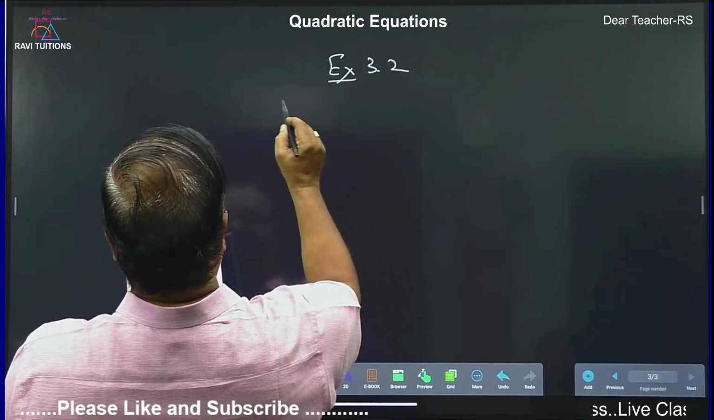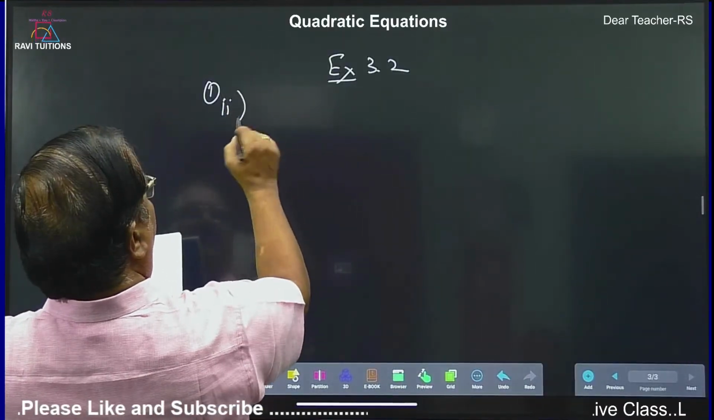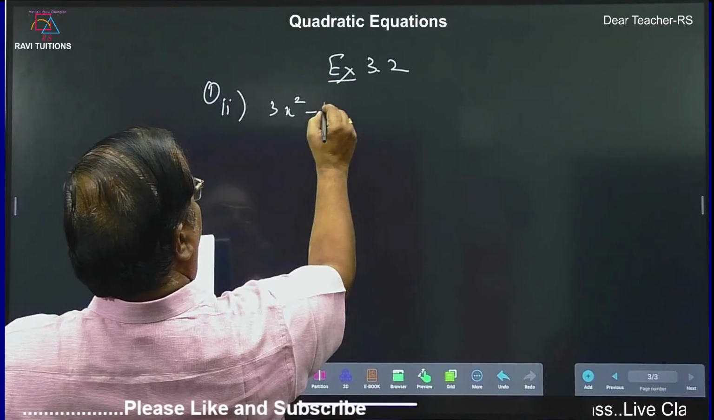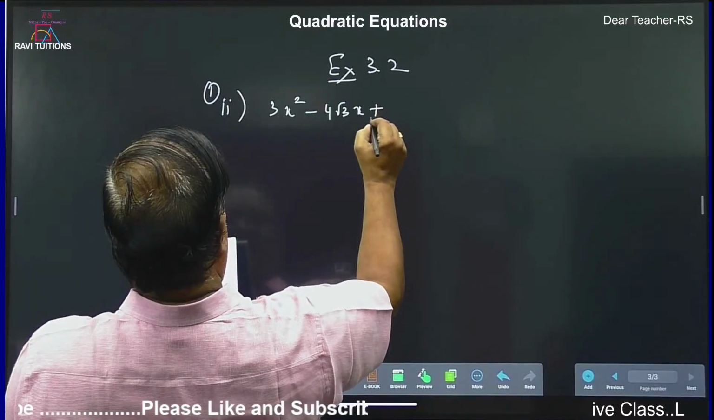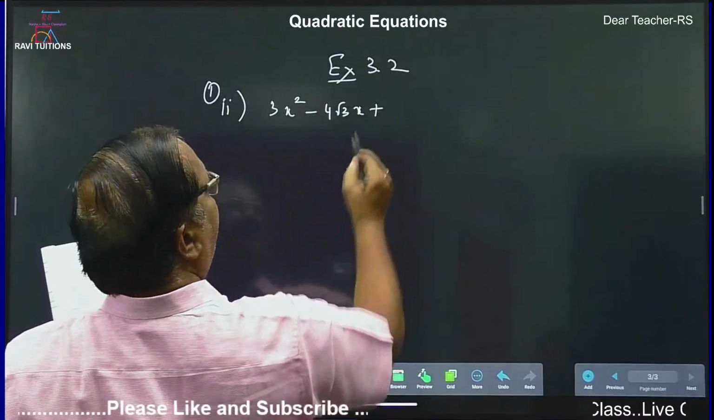Exercise 4.3, first question, second part: 3x square minus 4 root 3 x.